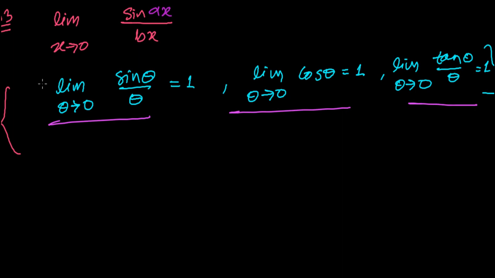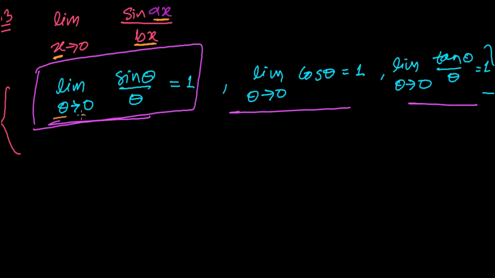And this time we are falling under this formula, because we have the question related to the sine. But one thing is there: our angle is ax, our denominator is bx, and our limit is x tends to 0. So we have to work it out properly so that we can match exactly this: limit as the angle tends to 0, sine of the angle divided by the angle equals 1.